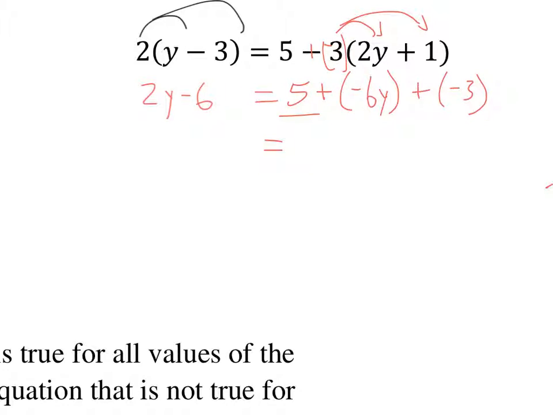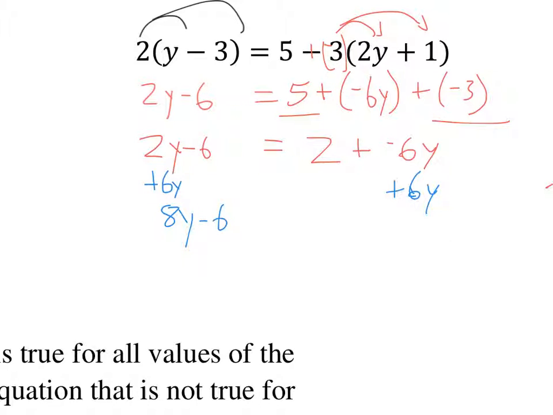Okay, let's clean it up. 5 plus negative 3, that's 2. And 2y minus 6. Now let's isolate the variable. We want to get all the y's on one side. Doesn't matter which side, but let's go ahead and get rid of them over here. That leaves us 8y minus 6 equals, and that is 2 plus 6y.